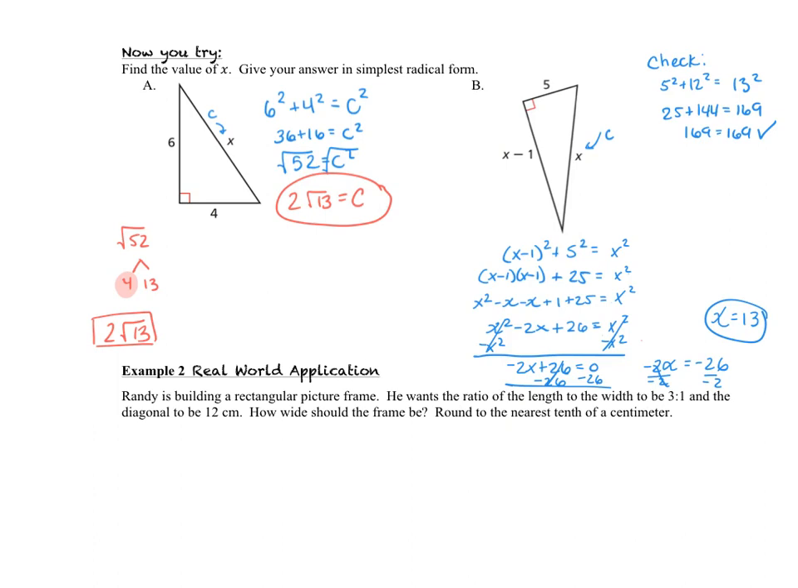So the one that you probably had more trouble with would have been example B. In example B, we have to make sure that we are FOILing the x minus 1 squared. And the other thing is when we subtract the x squared, they cancel and we get x equals 13, but keep in mind that you can check your work. That's going to be crucial for these to make sure you didn't make a small calculation error.